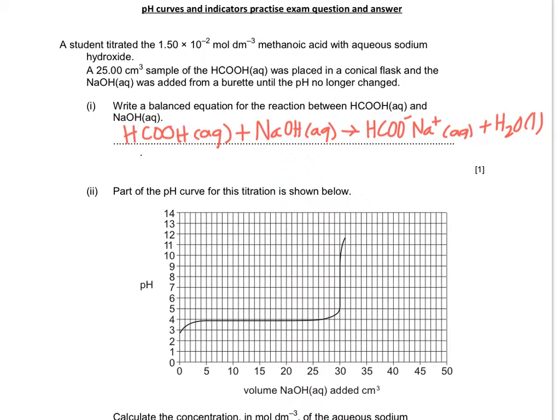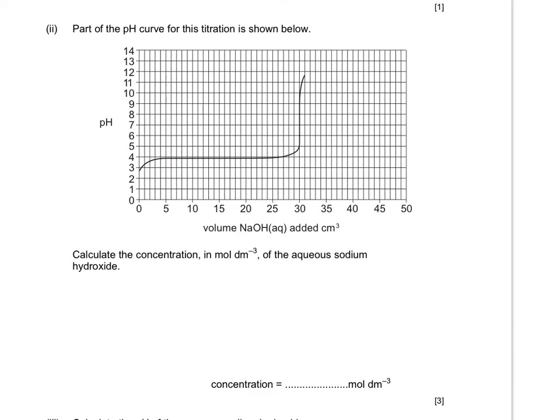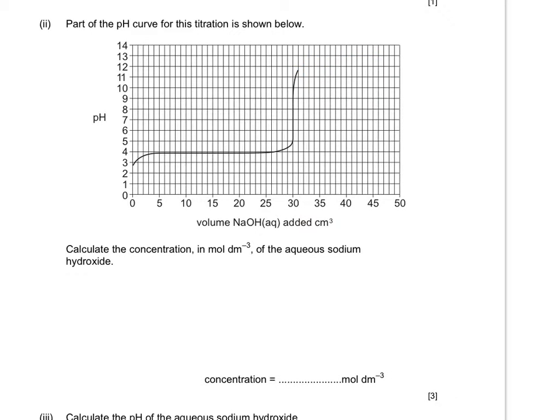So let's move the page down and we can have a look at the pH curve and what they're asking us to do. It says part of the pH curve for this titration is shown below. So as you'd expect, the rest of the pH curve would look something like that. And it asks you to calculate the concentration. So what you've got to do is look at the equivalence point and see what volume of sodium hydroxide was added at the equivalence point. And you can see quite clearly that it's 30 centimetres cubed.